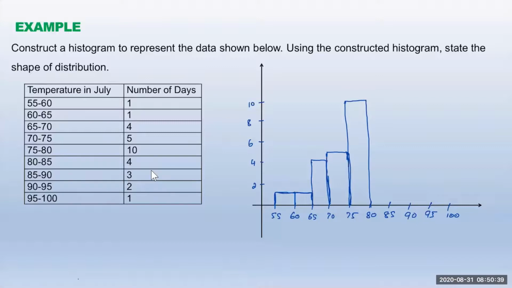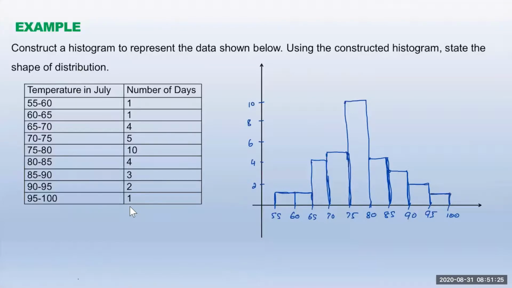Then 80 to 85, frequency 4. So that is the height: a bar of height 4 units. The next one, a bar of height 3 units only, like that. So that is the bar of height 3 units. Next one, a bar of height 2 units only. 2 units is that much. And then the last one, we have a bar of height 1 unit only.